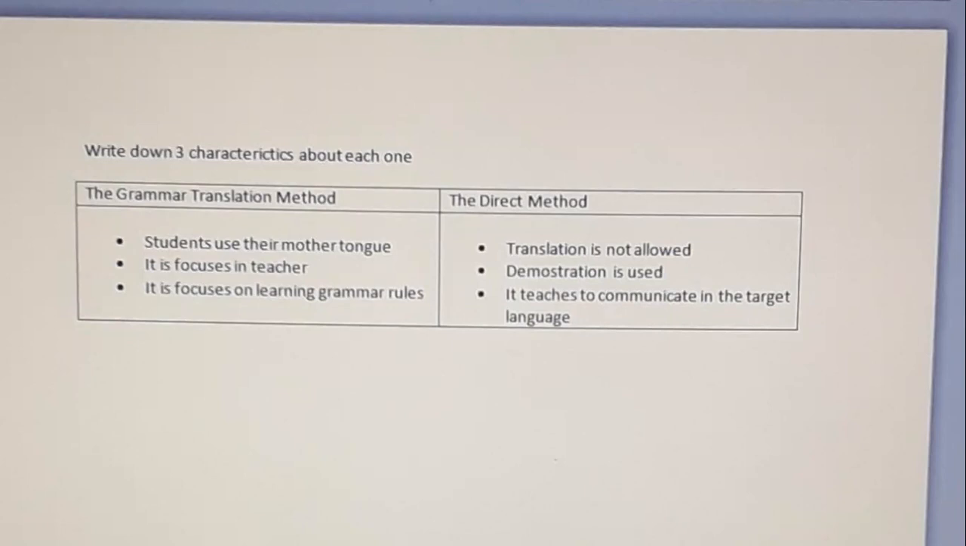So, the grammar translation method: students use their mother tongue, it is focused on the teacher, and it focuses on learning grammar rules. What's the difference with the direct method? In the direct method, translation is not allowed, demonstration is used, and it teaches to communicate in the target language.